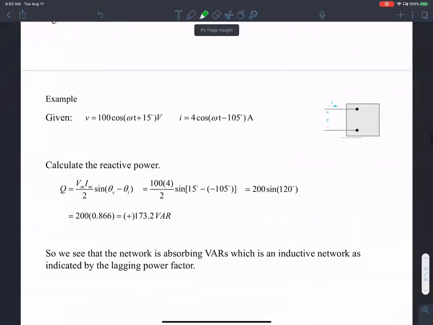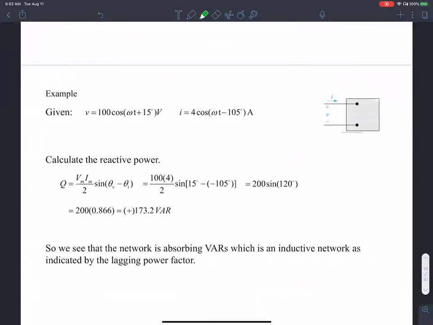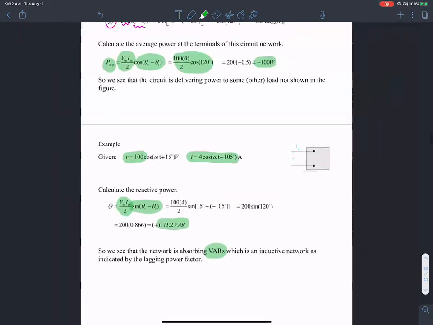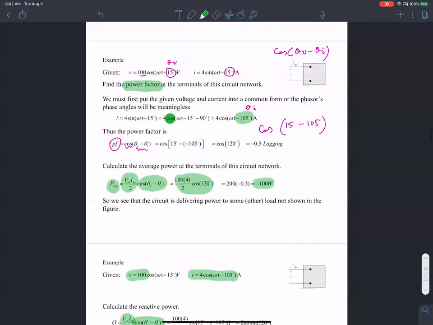We can also calculate the reactive power for the exact same V and I. The reactive power is Vm Im over 2 sine(theta V minus theta I), which is going to be 173 VARs. So we see that the network is absorbing volt-ampere reactive, which indicates an inductive network, as indicated by the lagging power factor.